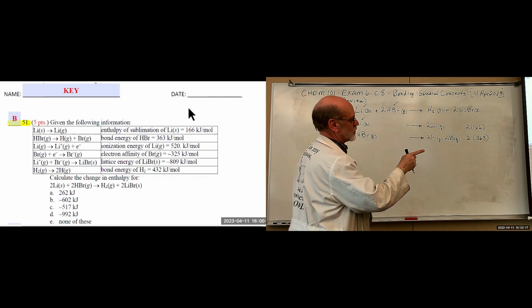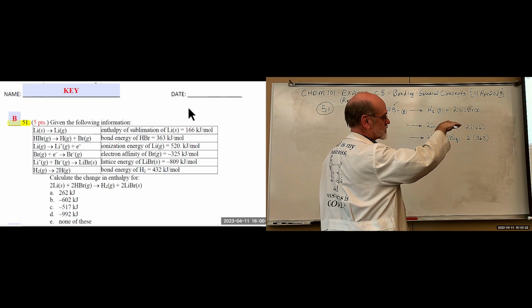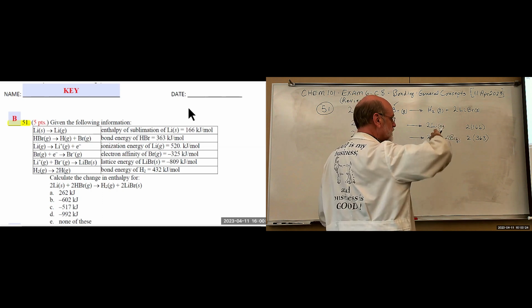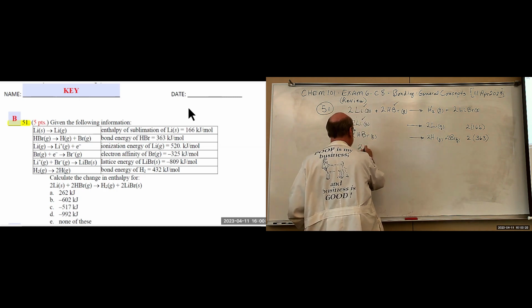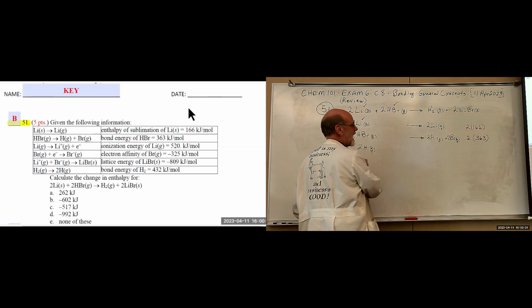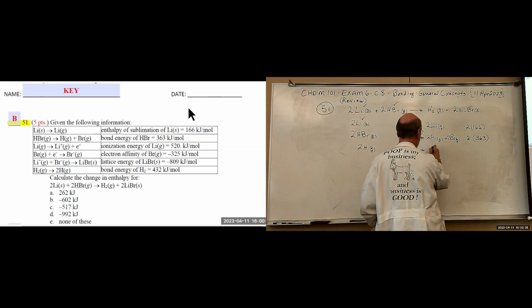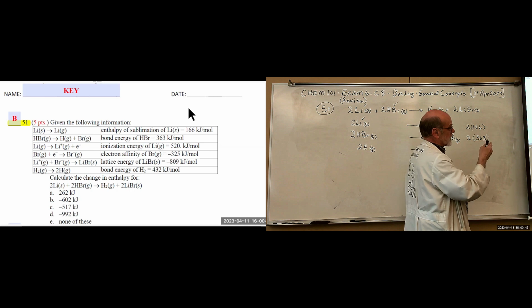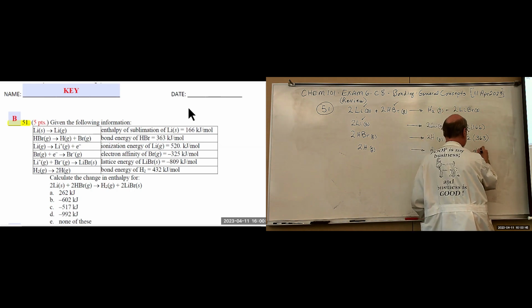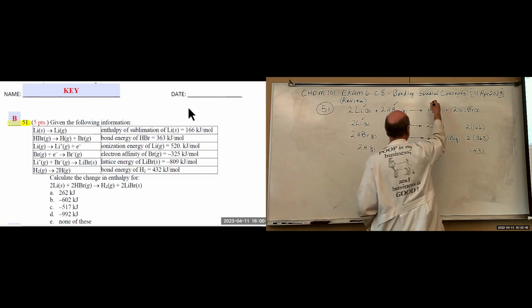Hydrogen gas needs to be on the right-hand side. The last one is hydrogen gas, but it's on the wrong side, so we need to flip it. We need 2 hydrogen atoms yield 1 hydrogen gas. So there's our hydrogen gas. All we have to do for this one is change the sign: 432 is a negative. Okay, that takes care of this one.